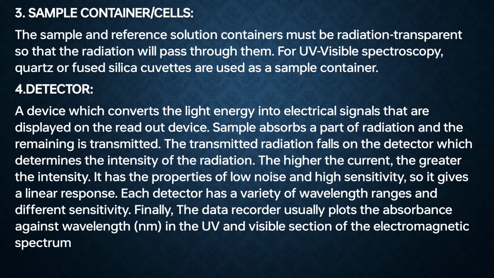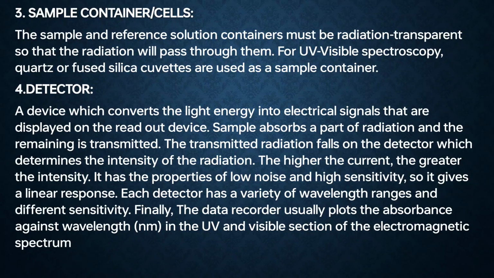The fourth one is the detector, a device which converts light energy into electrical energy, and that will be displayed on a readout device. The sample absorbs a part of the radiation and the remaining will be transmitted. This transmitted radiation will fall on the detector, which determines the intensity of the radiation. The higher the current, the greater the intensity. It has the properties of low noise and high sensitivity, so it gives a linear response. Each detector has a variety of wavelength ranges and different sensitivity.